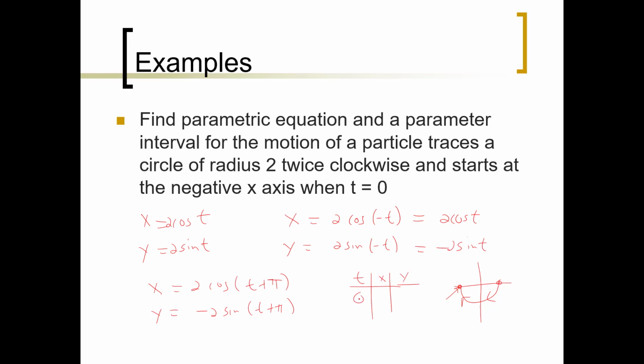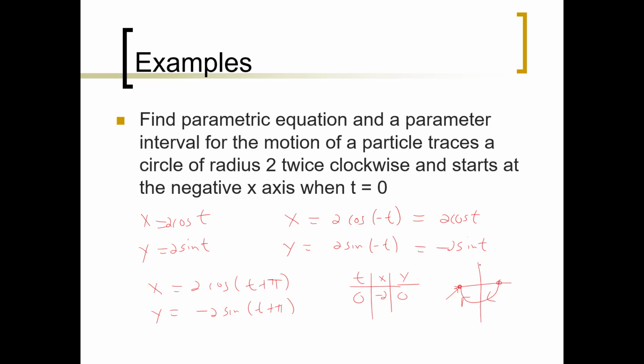If t is 0, I would get x equals 2 times the cosine of pi. Cosine of pi is -1, so that gives me -2. And if t is 0, I then have y equals -2 times the sine of pi. But the sine of pi is 0, and I get (-2, 0). The curve then starts here.